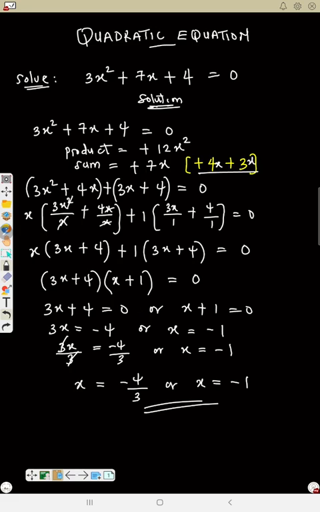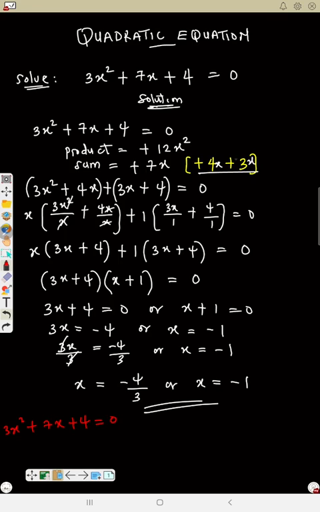Now if you want to use this full working, that is the answer. But if it is an objective exam, you don't need to pass through all this. If you pass through all this, it's a waste of time. So now you have known your two products. Let's see the question again. We have 3s squared plus 7s plus 4 equals 0.